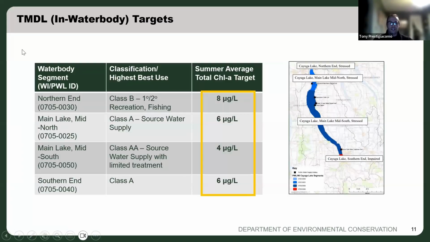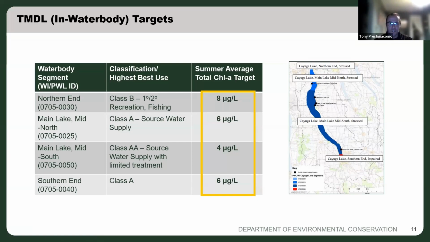So what were the targets exactly? On Cayuga Lake here, the map on the right shows the 4 regulatory segments of Cayuga Lake. There's the southern end, and there's the main lake mid-south, that big blue area that stretches around Lansing all the way up to almost Aurora. Then the main lake mid-north segment, and the very small shallow segment at the very northern end of the lake, the northern end. So there are 4 regulatory segments.